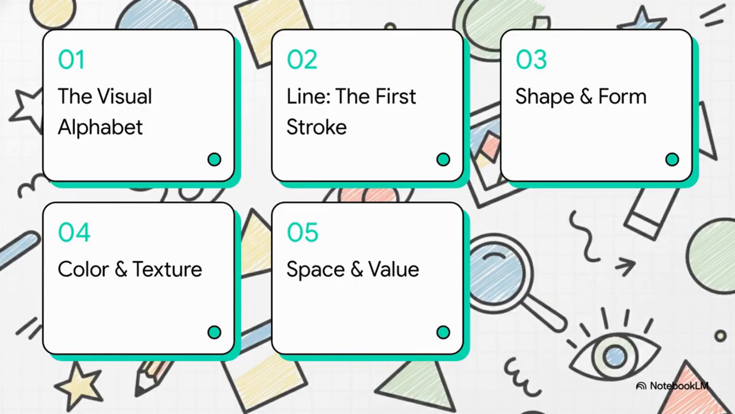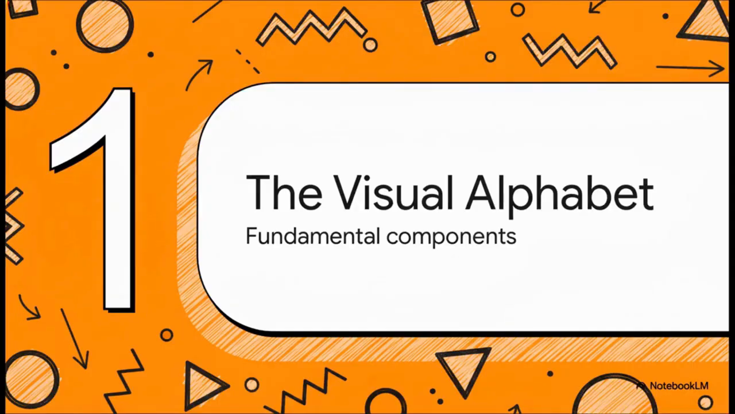So, ready to learn this new alphabet? We'll kick things off by understanding the big picture, the visual alphabet itself. Then we'll dive into each letter. We'll start with a line, move to defining space with shape and form, add some feeling with color and texture, and finally create depth using space and value. Okay, first up, the visual alphabet.